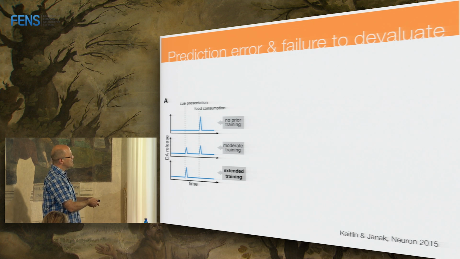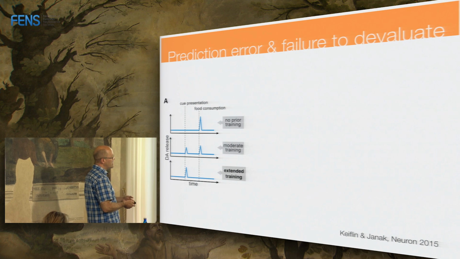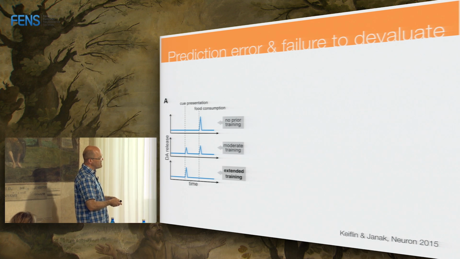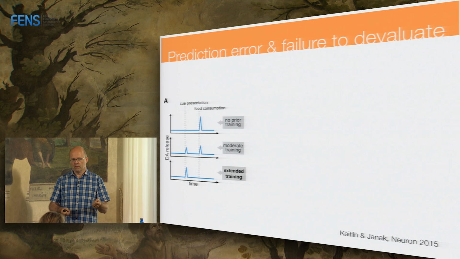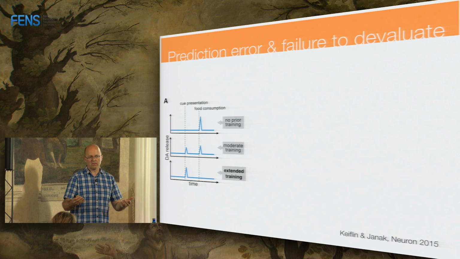And then when there is extended training, the animal is totally used to that. There's zero reaction to the reward, and all the dopamine neurons are activated only at the moment of the CS. So the important thing here to realize is that there is a sort of devaluation of the reward. At the moment of the reward, there is no activation of the system.